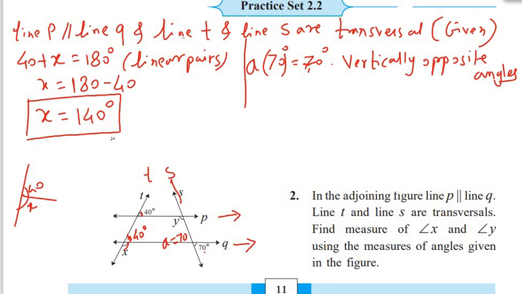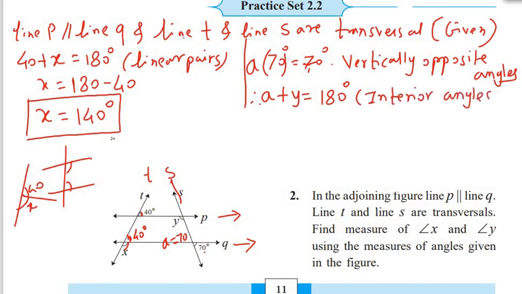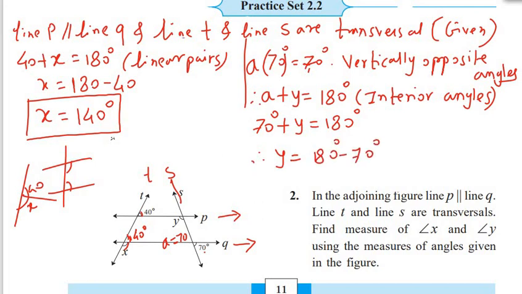Now here a plus y, they are interior angles. You know, the addition of interior angles is 180 degree, and therefore I write a plus y is equals to 180 degree because the addition of interior angles is 180. And therefore a, which is 70, plus y is equals to 180 degree, and therefore y is equals to 180 degree minus 70 degree, that is 110 degree. Therefore your second answer is y is equals to 110 degree. And therefore x is equals to 140 and y is equals to 110.